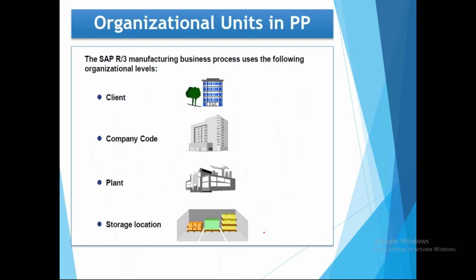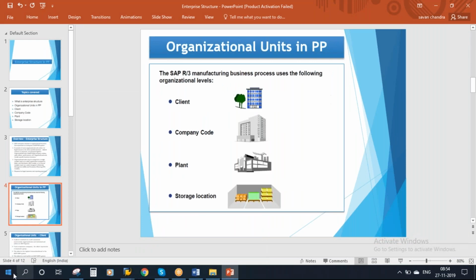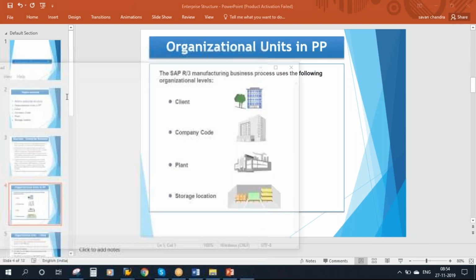Now, coming to the organizational units with respect to PP: client, company code, plant and storage location. We will discuss all these things one by one. I'll put it over here. The first one is client.